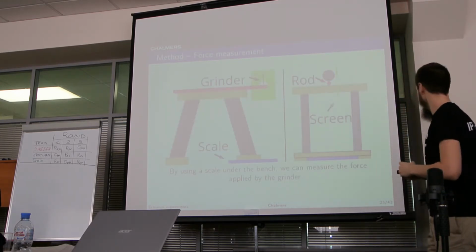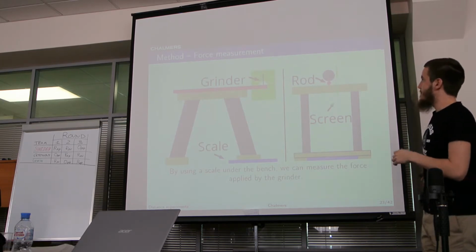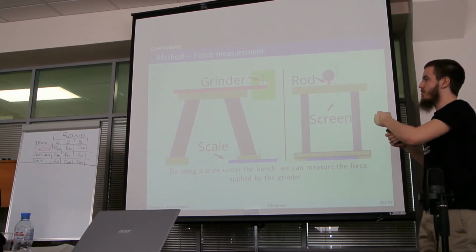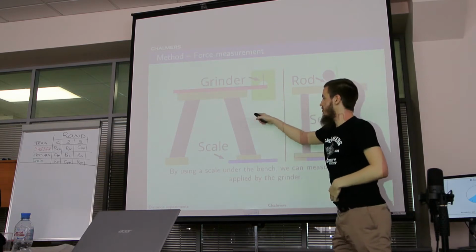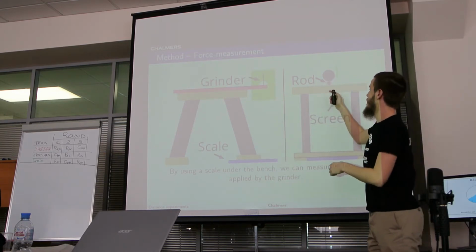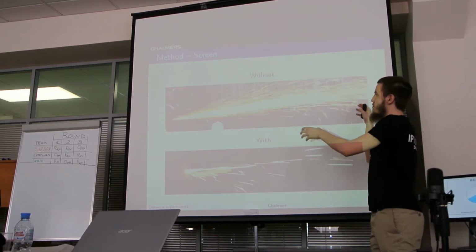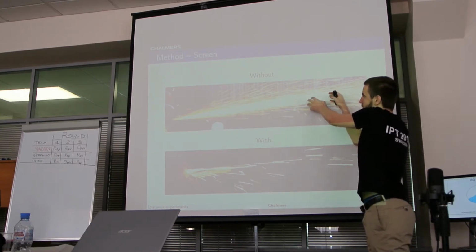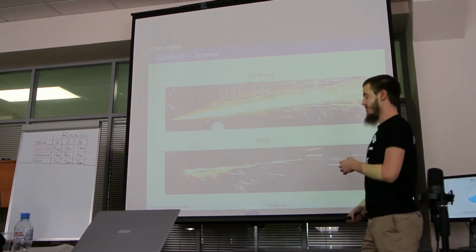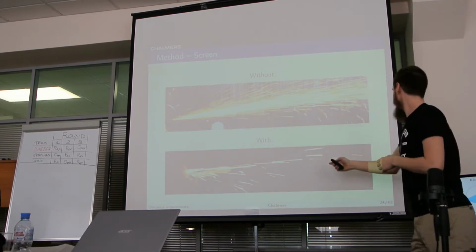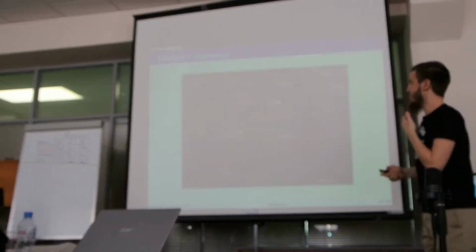Now for the experimental setup. We put our grinder onto the bench, onto the scale, so we can measure the force, and then we use this screen. The screen is useful for limiting the flow. Without it, we get too many particles, we can't distinguish them. With it, we get much fewer, and we are able to distinguish between them.